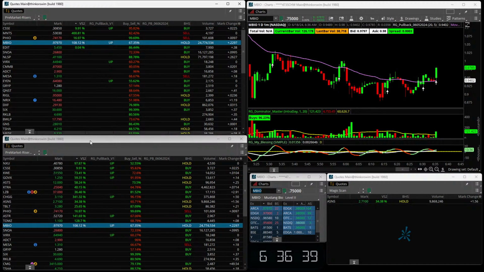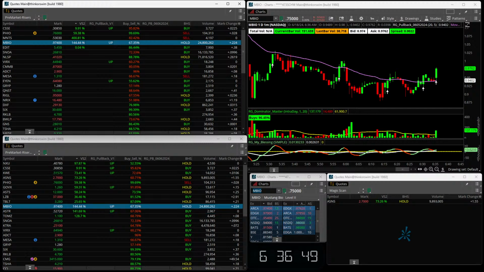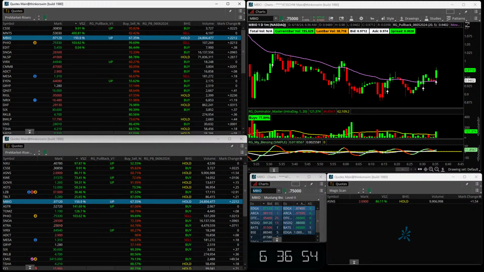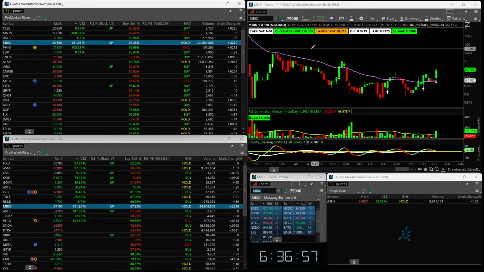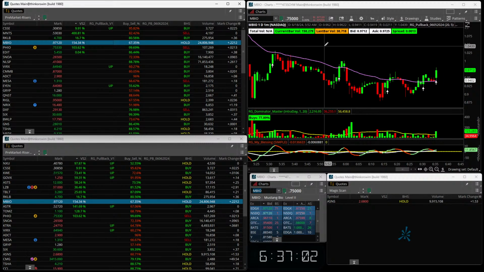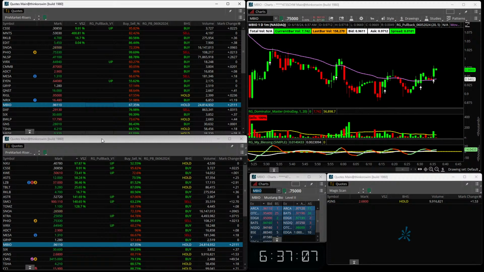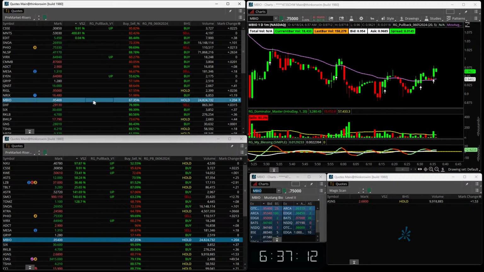MBIO maybe going to push up here. Looking like it's setting up for a run up. Not a lot of volume. It does have some volume. We need this number really ticking right here. The volume spikes have quit. That should give you an indication that it's not time.